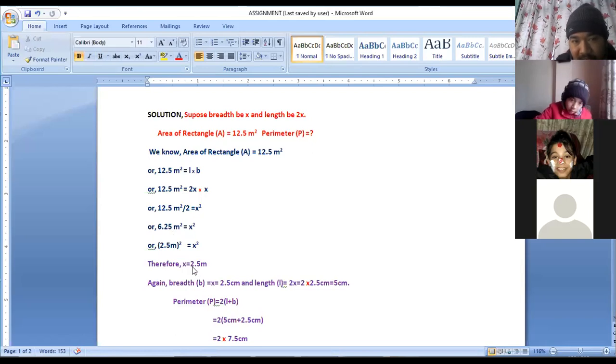After finding the value of x, now we have to put in the values. Breadth was x, which is 2.5, and length was 2x, which is 2 into 2.5, so it will be 5. The question was asking us to find the perimeter. Then perimeter equals 2 into (L plus B). That means L is 5, breadth is 2.5, and 5 plus 2.5 is 7.5.